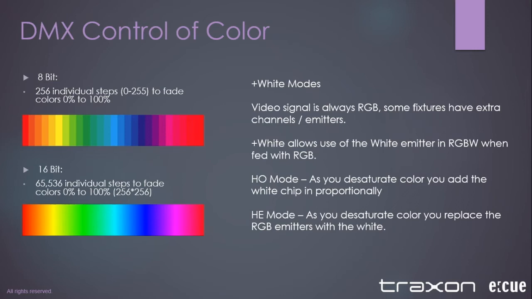But also, a lot of our fixtures now are no longer just RGB. We've added a white chip for RGBW, or in some cases, some other color chips. And at Traxon, we decided we needed to be able to still make use of that white chip when we were driving with a video signal, which is only RGB. And so we've created a plus white mode that allows you to use that white emitter when you're feeding RGB into the fixture, either by adding it to the RGB when we desaturate, or by replacing the RGB when we desaturate. And we call those HO, high output, or HE, high efficiency mode. So those can be just a little benefit to add some more capability and brightness into your system.